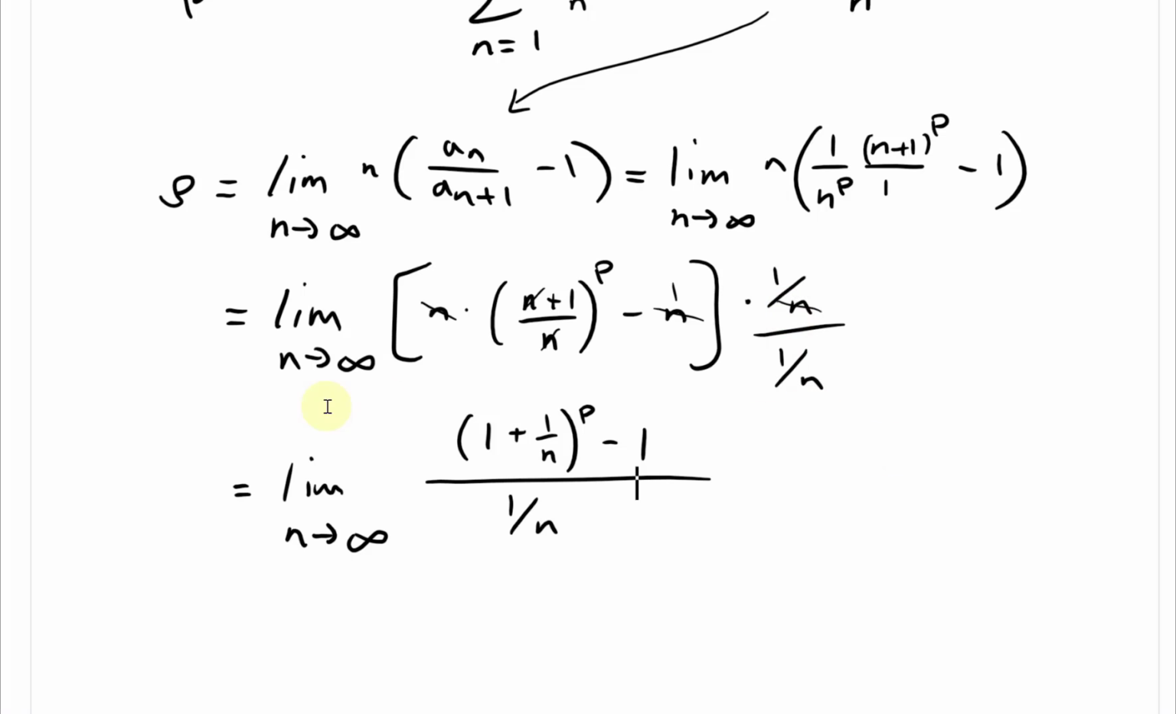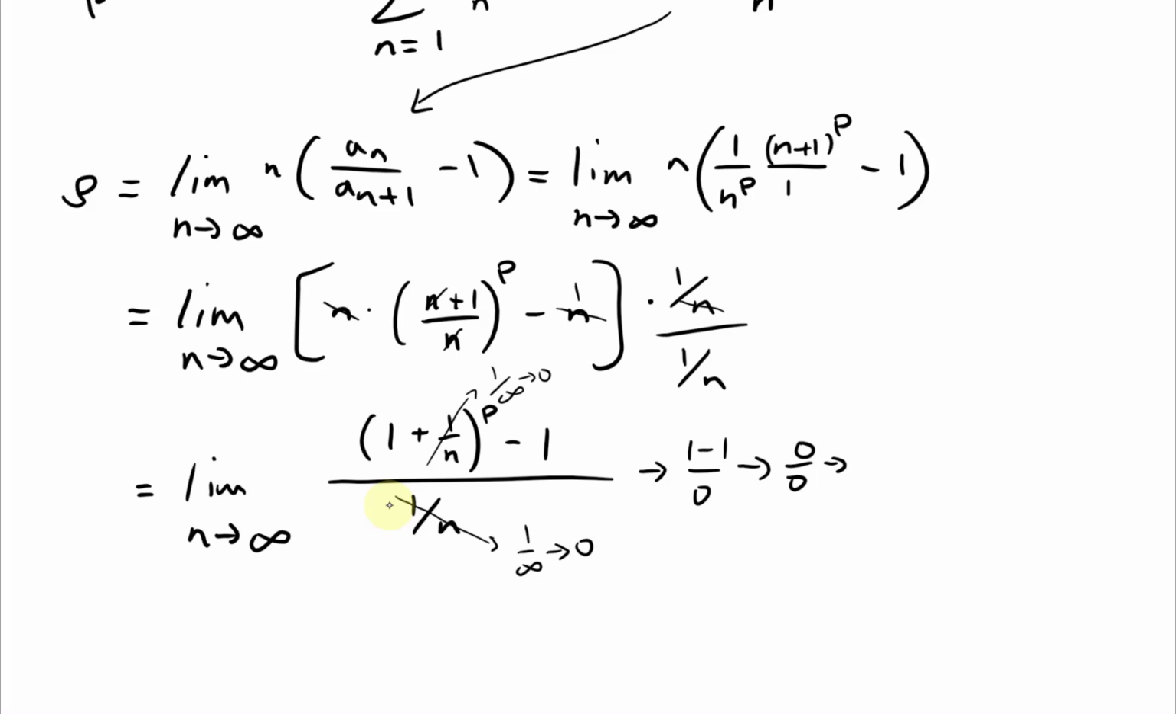Now when you plug in infinity, this part, 1 over infinity, goes to 0, and this one right here, 1 over infinity, also goes to 0. So we're going to get a 1 over 0, which is approaching 0 over 0, which is undefined. It's undefined or indeterminate, so we could use L'Hopital's rule.